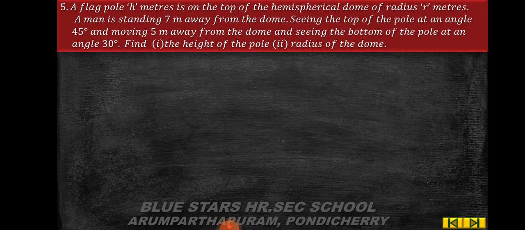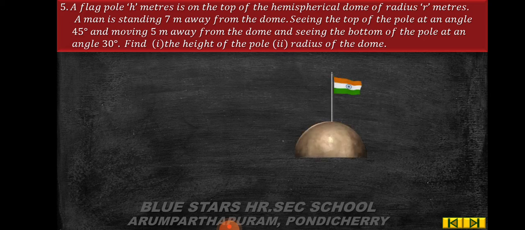Problem number 5. A flag pole of height h meter is on the top of a hemispherical dome of radius r meters. A man is standing 7 meter away from the dome, seeing the top of the pole at an angle of 45 degree, and moving 5 meter further away from the dome, seeing the bottom of the pole at an angle of 30 degree. Find the height of the pole and the radius of the dome.